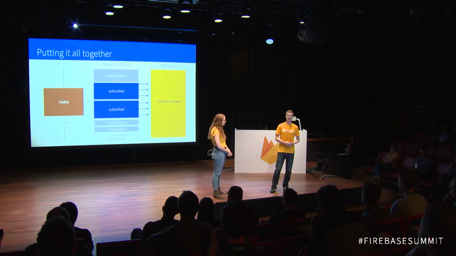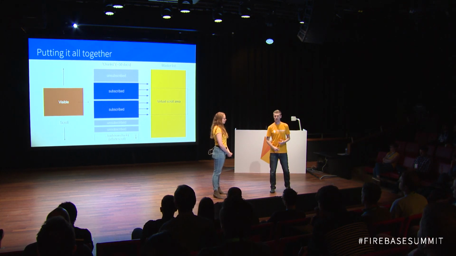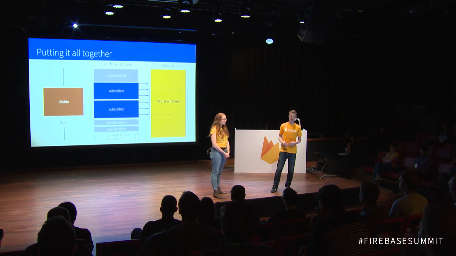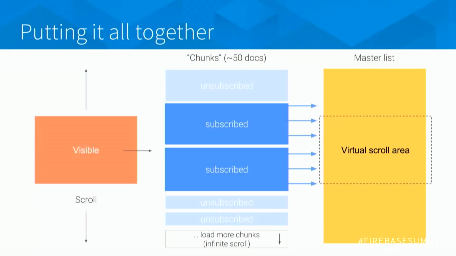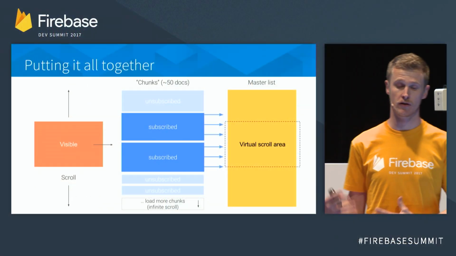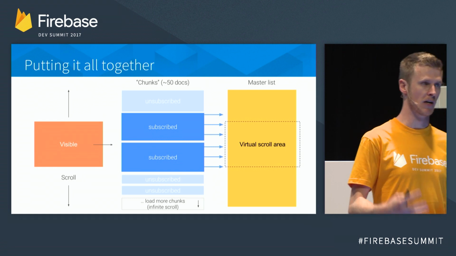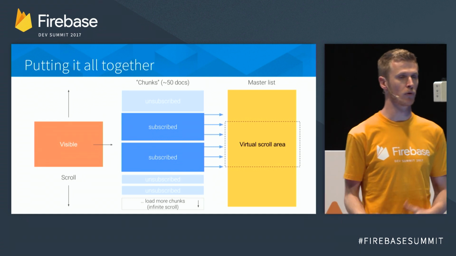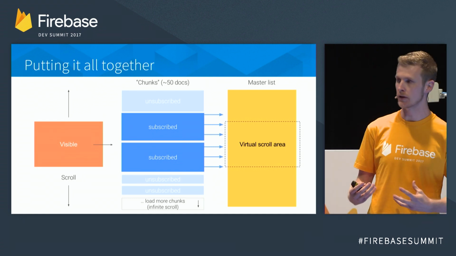So putting this together, on the left here we have the visible scroll area, which informs the set of chunks in the middle there. The chunks can be subscribed or unsubscribed. More than one can be subscribed at any time. And then those changes flow into a master list where some areas are not in real time and some areas are in real time. And then that master list flows into the virtual scroll, which handles cutting out the DOM rendering.